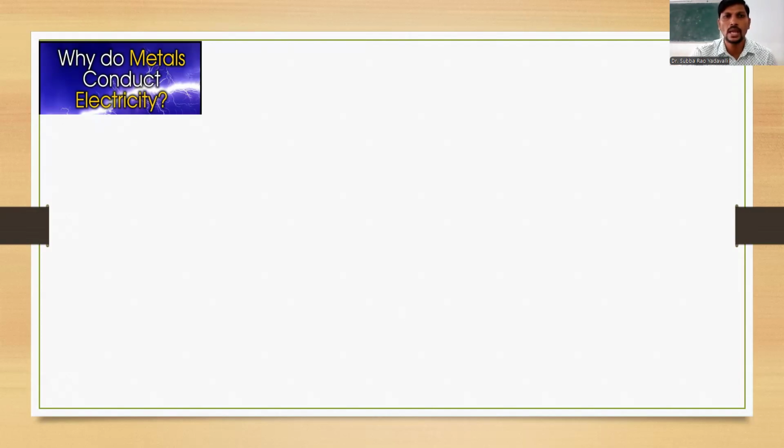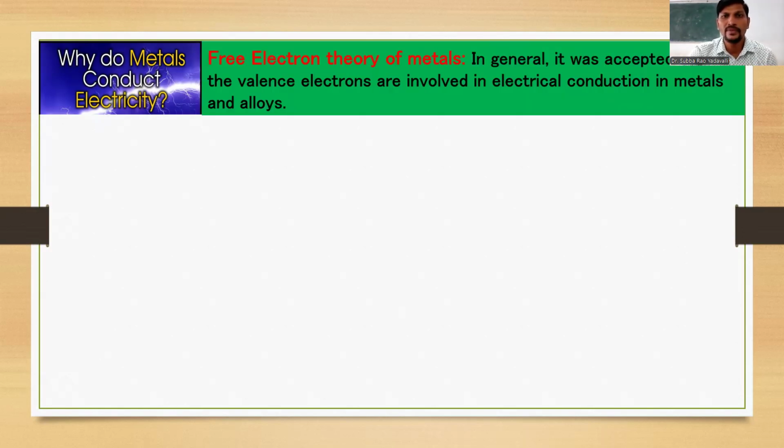In this video, I am going to explain why do metals conduct electricity. The free electron theory of metals explains why metals conduct electricity. In general, it was accepted that the valency electrons are involved in electrical conductance in metals and alloys.